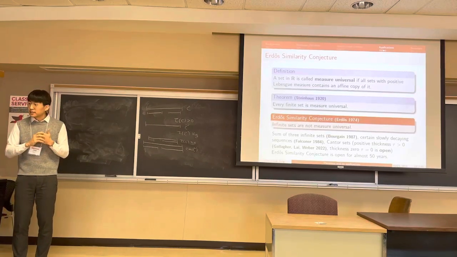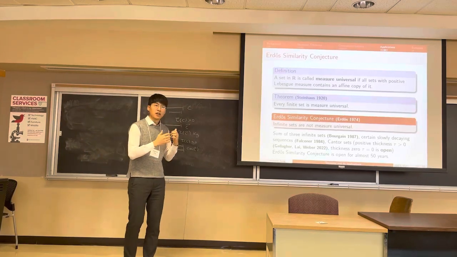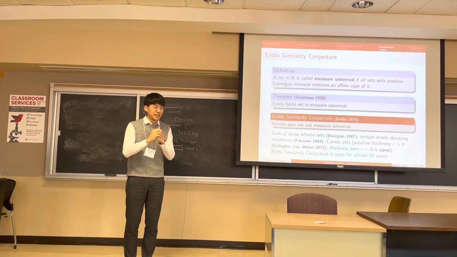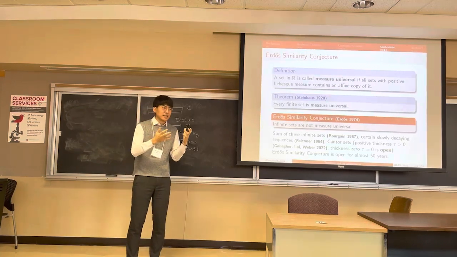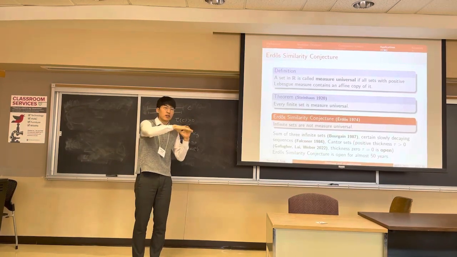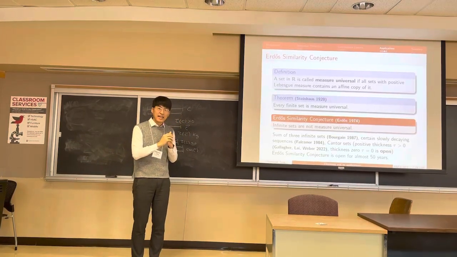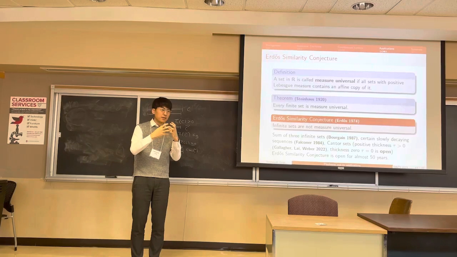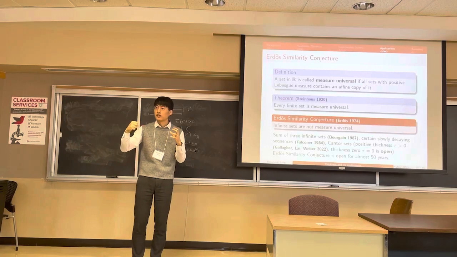We now consider the second application. We're going to introduce the following definition. A subset of R is called measure universal if for all positive Lebesgue measure sets, there's an affine copy of that given set. So this means that this given set is in some sense a universal pattern within all positive Lebesgue measure sets, because we can put in some affine copy of it. Steinhaus again proved in 1920 that every finite set is measure universal. So we can take any finite set, make an affine copy of it, and put it in all positive Lebesgue measure sets. So it's a universal pattern.